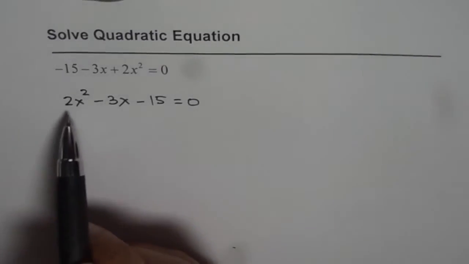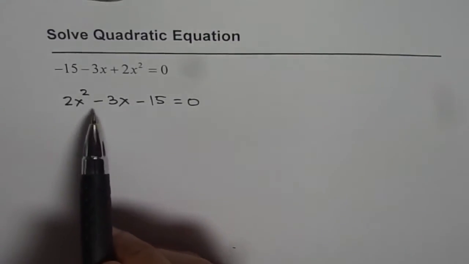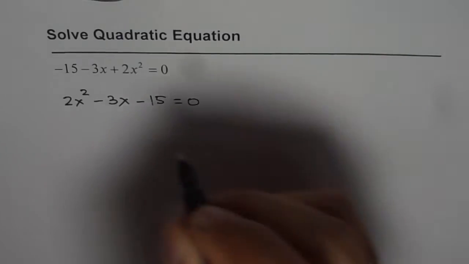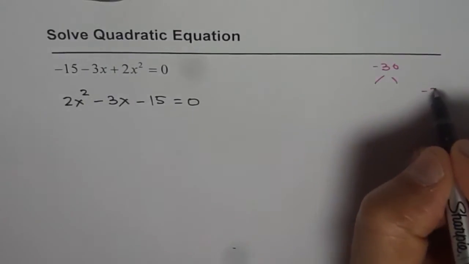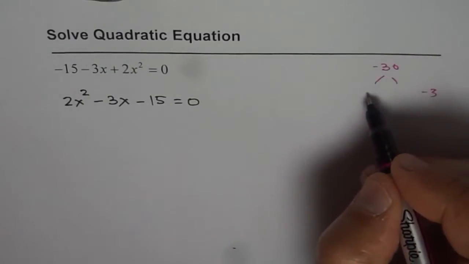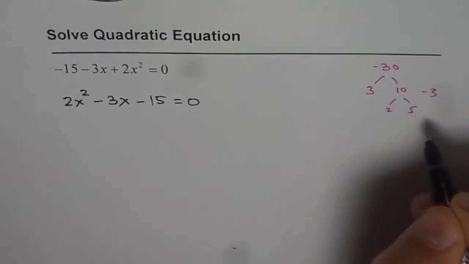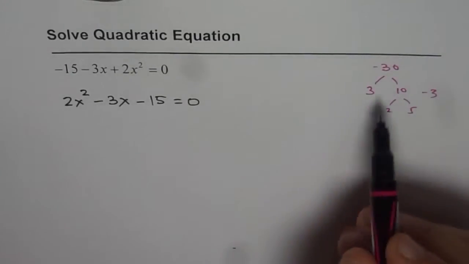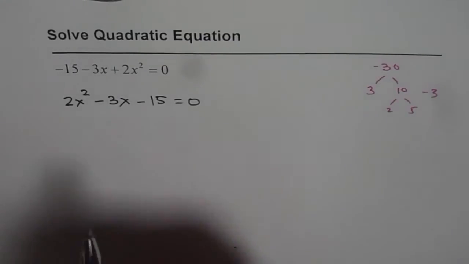Now let's try to factor it. If we factor it, we need two numbers whose product is minus 30 and whose sum is minus 3. Now that is a difficult combination, right? So we are looking for minus 30 as the product and sum of minus 3. Well, the factors of 30 are 3 and 10, okay, and then factors of 10 are 2 and 5. So with these combinations, we actually don't get any condition which can satisfy this, and therefore we should actually use quadratic formula, right? So we have to use quadratic formula in this case.